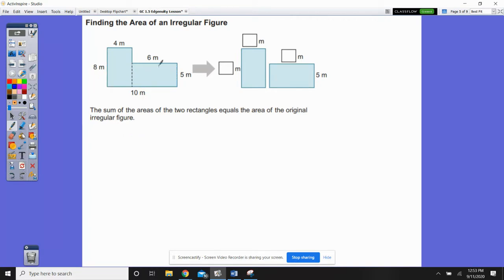The last way you could do it is you could make a gigantic rectangle, which would be 8 times 10, and that's 80, but that's too much.